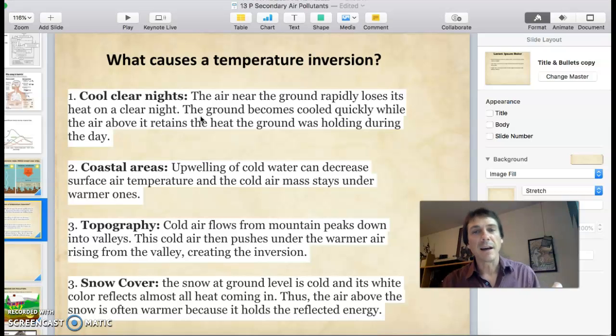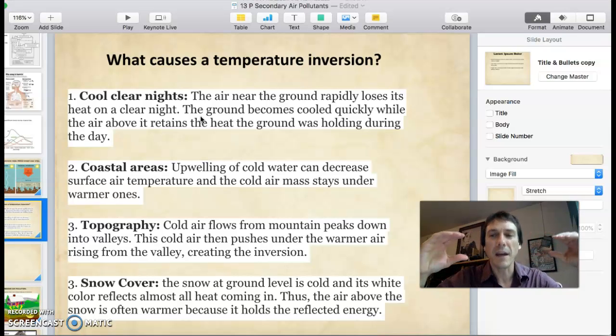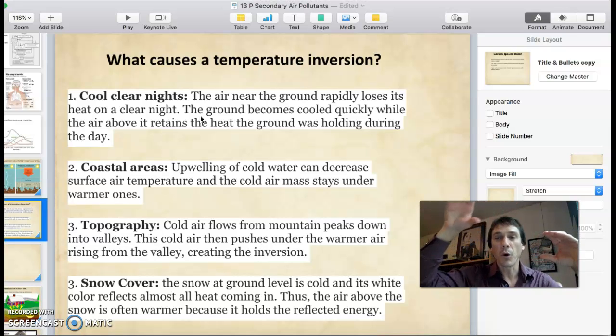Number 2, the upwelling of cold water can decrease surface temperature. So this is in the ocean, right near coastal areas. Coastal areas, cities near coasts, can experience temperature inversions because of the upwelling of cold water. So cold water coming up from the ocean near the surface, it cools the surface temperature there. Okay, so that's how you get the cold air near the surface. Meanwhile, there's warm air on top.